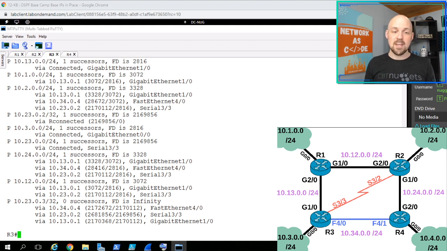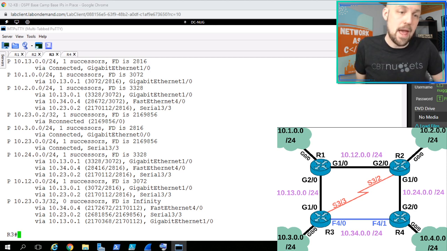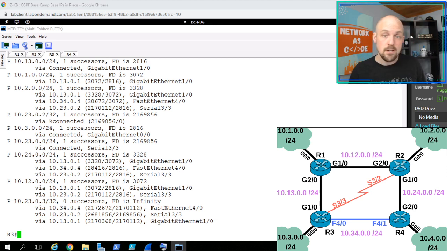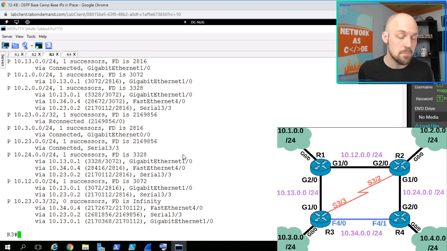And so routing tables are not of infinite size. We don't usually brush up against the maximum of our routing table size, but we want to be efficient. We want to do things well. And so we can summarize to help reduce routing table loads. It increases the speed of route table lookups. So for large networks, this makes sense, and it's a big deal.